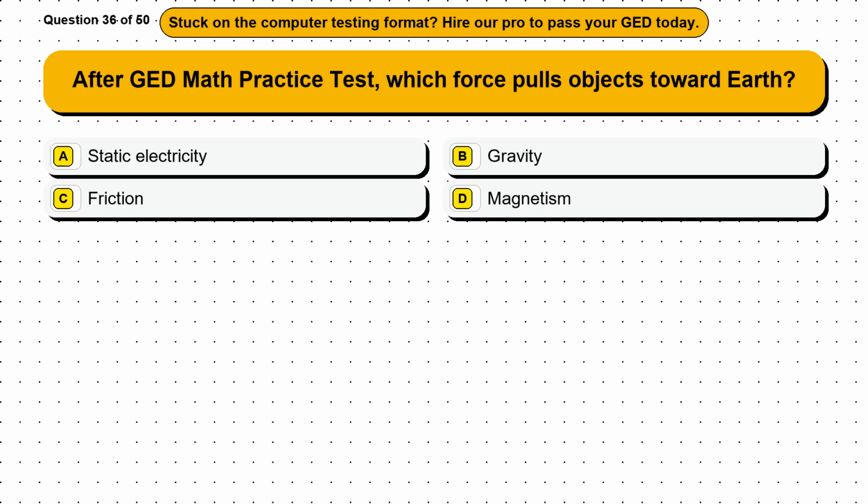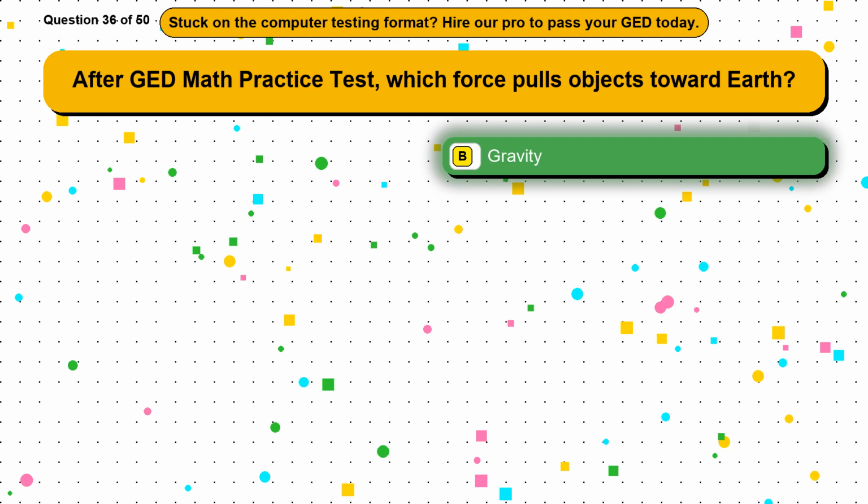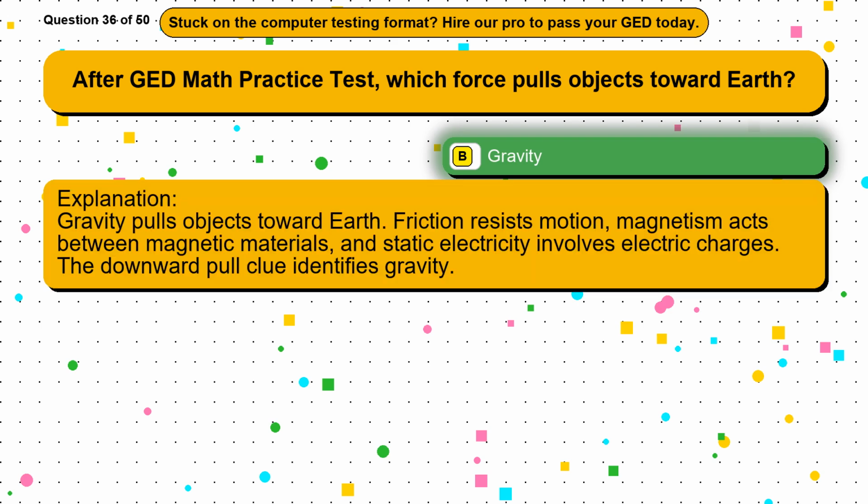Question 36. After GED Math Practice Test, which force pulls objects toward Earth? Option A static electricity. Option B gravity. Option C friction. Option D magnetism. The correct answer is option B, gravity. Gravity pulls objects toward Earth.